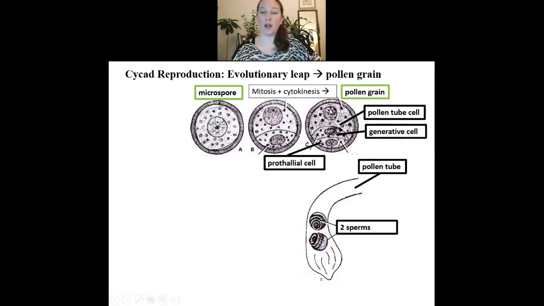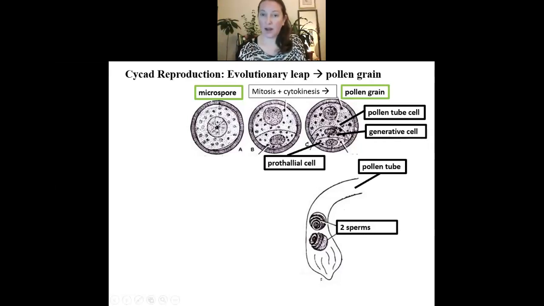When the pollen grain lands on an ovule, the first thing that's going to happen is this pollen tube cell is going to grow. And it's going to grow into the ovule, which we'll talk a lot more about later. But I'm just trying to get you comfortable with the parts of the pollen grain right now.